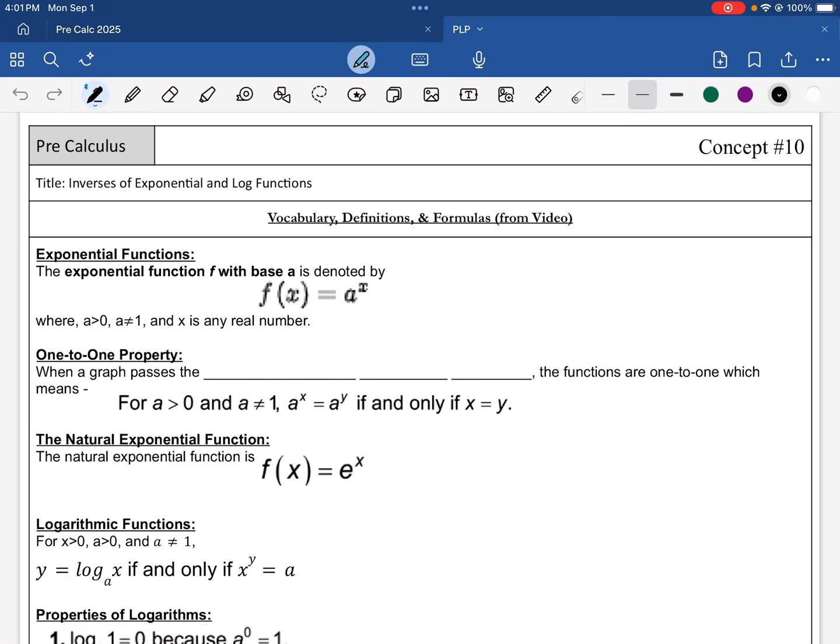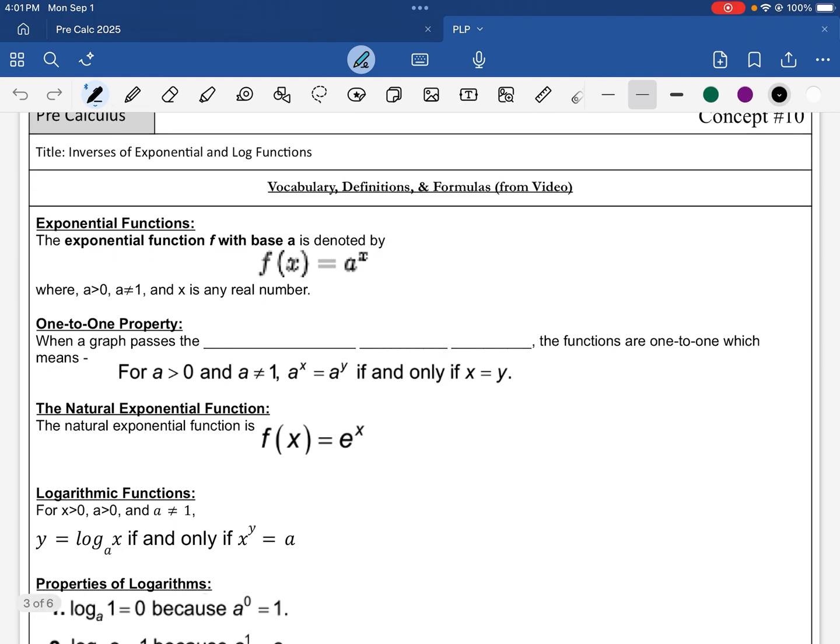Hello, pre-calculus. Today we are looking at concept number 10. We are looking at the inverses of exponential and logarithmic functions.